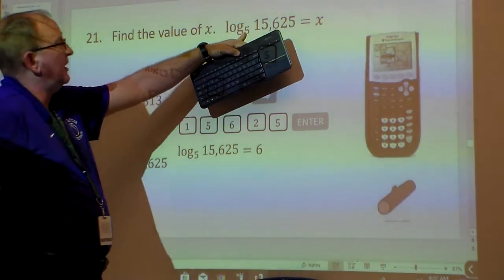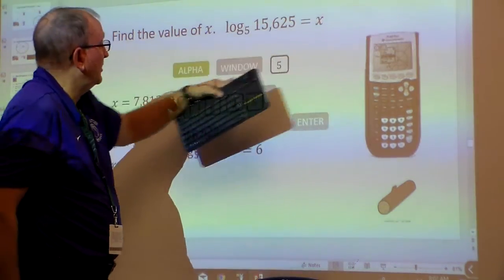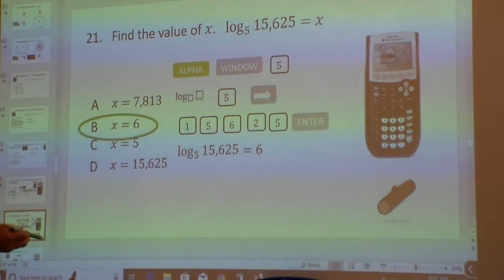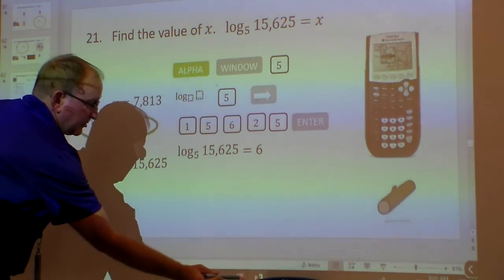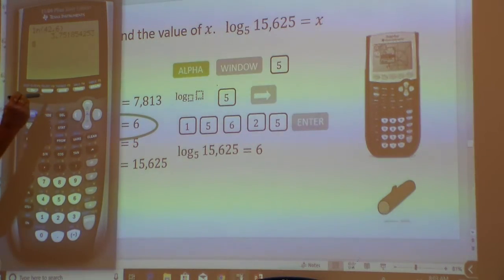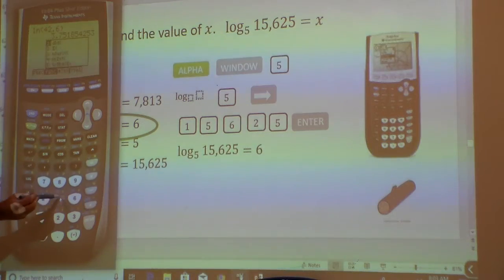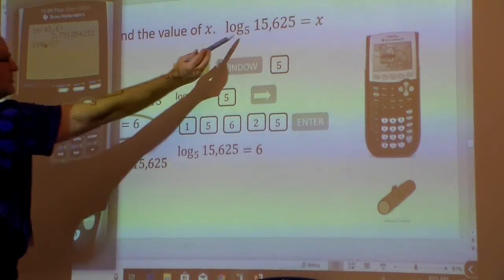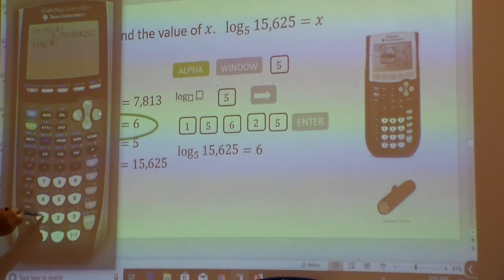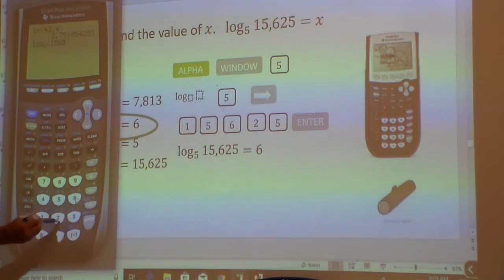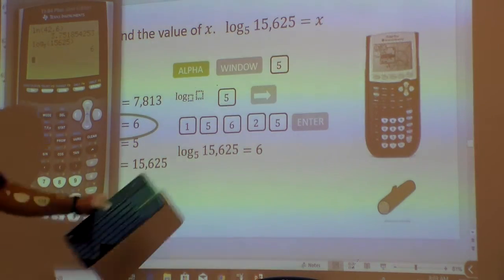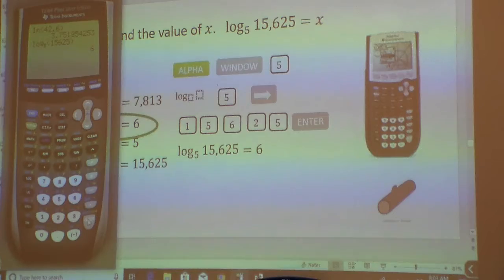It's the log base 5 of this 5/16x here. You'll use alpha window option 5 to change the base. So what I'm going to do is go back to my calculator, and this time I'm just going to hit alpha window option 5, and notice I have this nice change of base. I can put a 5 here. I'm going to arrow over and put that 15,625 and hit enter, and automatically with the calculator the answer is 6. Makes that one really nice too.